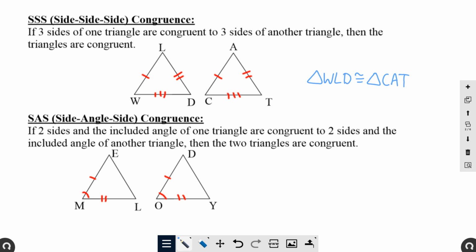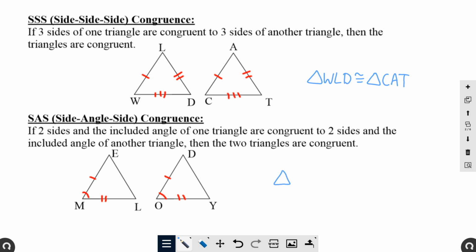So as we can see in this picture, we have ME is congruent to OD because it's marked. ML is congruent to OY. And where those 2 sides come together that are congruent, we have the angle. Angle M and O are congruent. And a lot of people use these acronyms to help you figure out what they are. We have a side, an angle, and a side. All 3 of those are in one corner. They all touch each other. So those 2 triangles are congruent by side, angle, side.